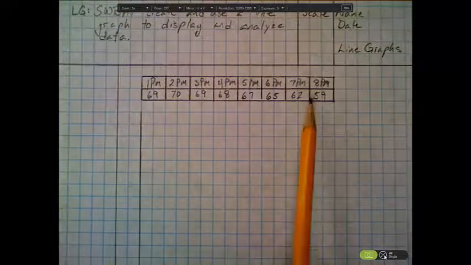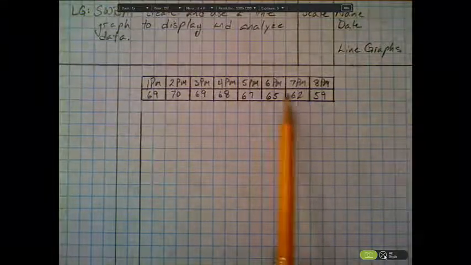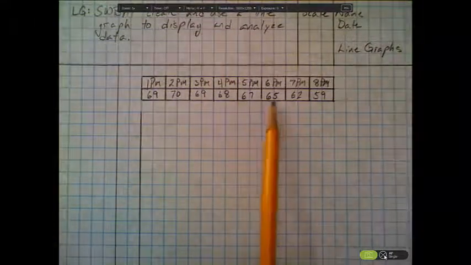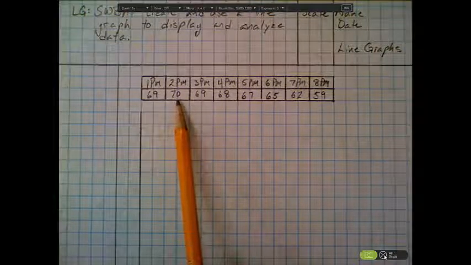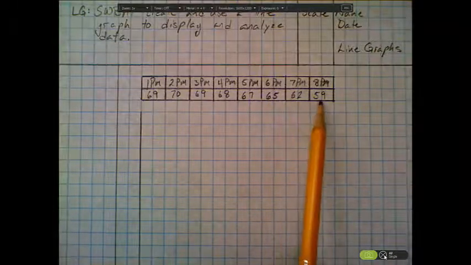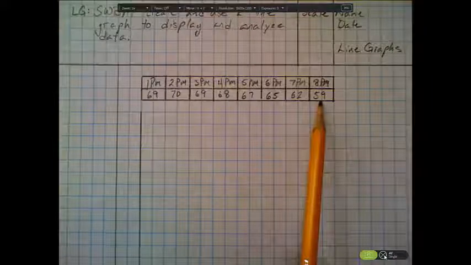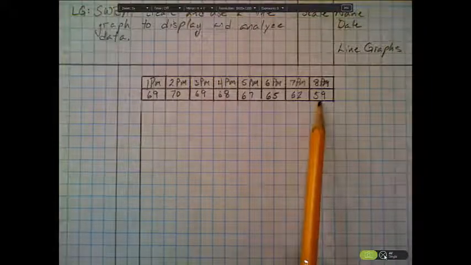Okay, and so the way that we find the range when they're not in order is we're going to identify which one is the largest. In this case it's 70, and which one is the smallest. In this case it's 59, and we're going to subtract those numbers, and that's going to tell us the range.